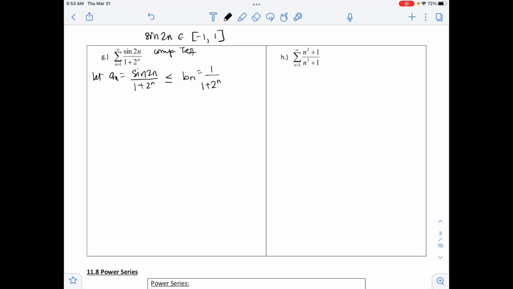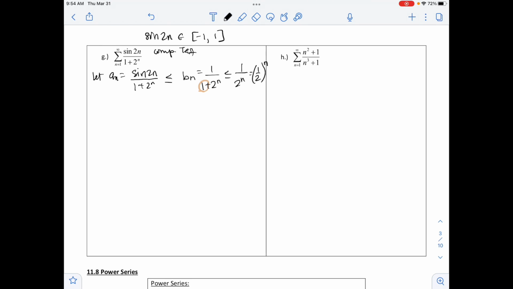And you can even simplify b sub n a little bit more and say this is less than or equal to, if I got rid of the 1 in the denominator, I can say that that is even smaller than just 1 over 2 to the nth power, which we know is a geometric series.